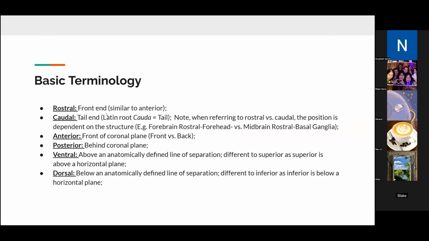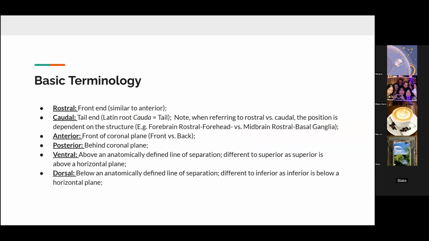Okay, rostral. Rostral is the front end, and it's similar to anterior. If you guys haven't already gone over that, anterior means the forward half of the body. So pretend there's a plane cutting your body into forward and backwards. The anterior is everything on that side of the plane. Now, the caudal, the tail, is sort of like the posterior, the back of this plane.